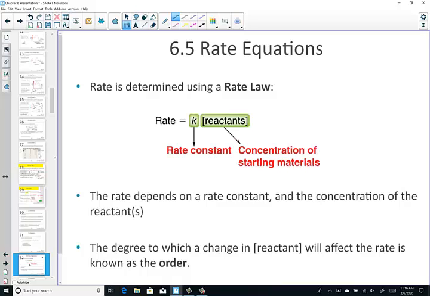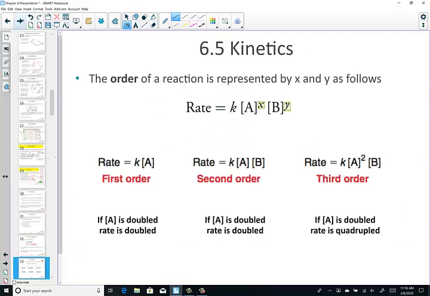And what we come up with is what's referred to as the order. The order of the reactant is how changing its concentration affects the overall rate. If you have a first order reaction, if you doubled the concentration, the rate follows in the exact same process. So if I doubled the concentration from 1 to 2 in a first order, the rate will also double.